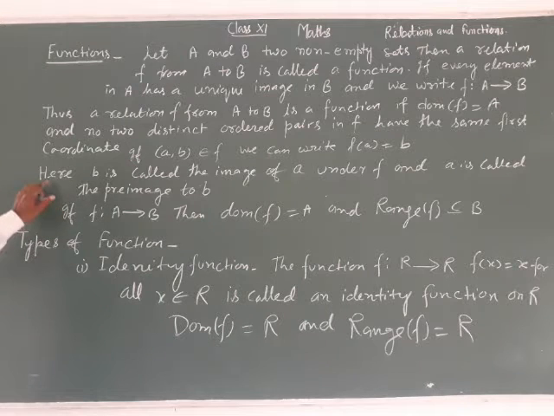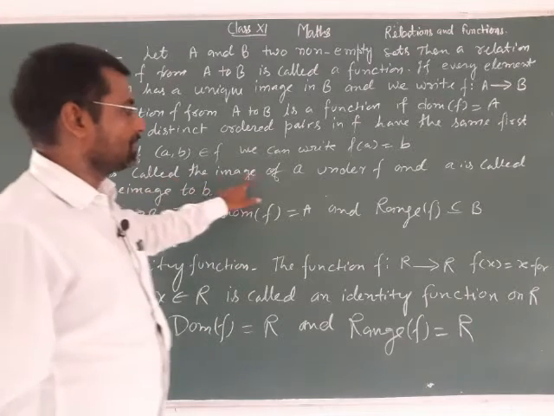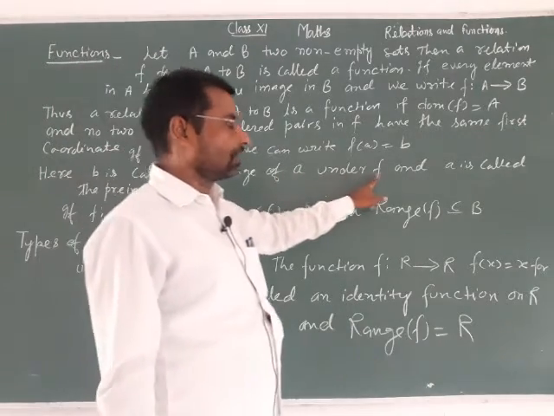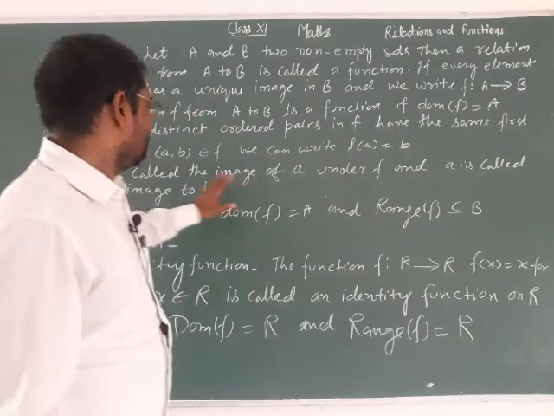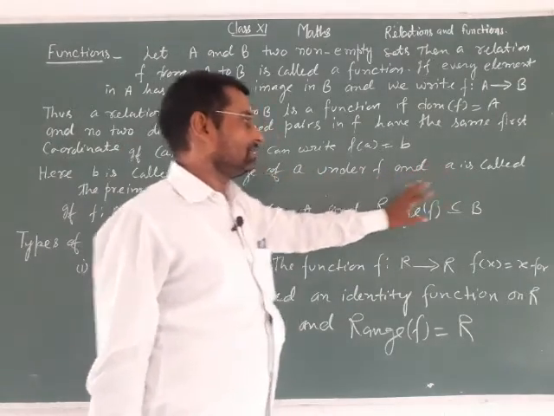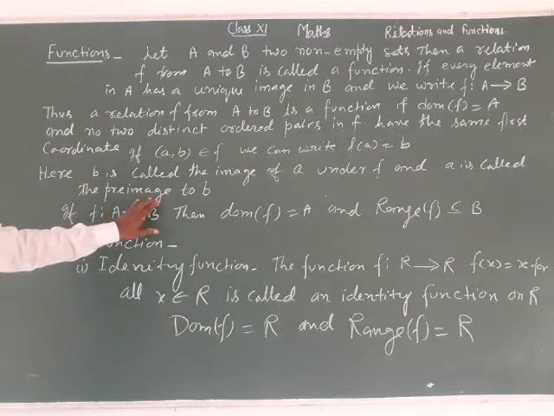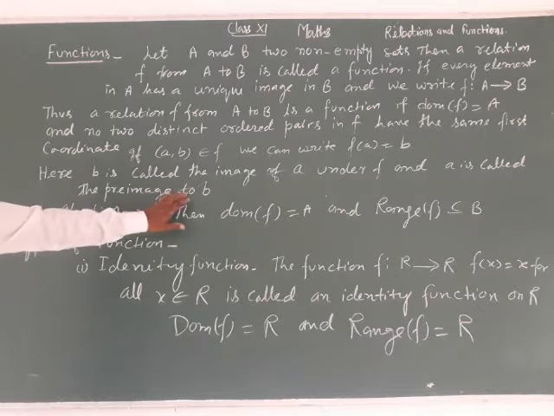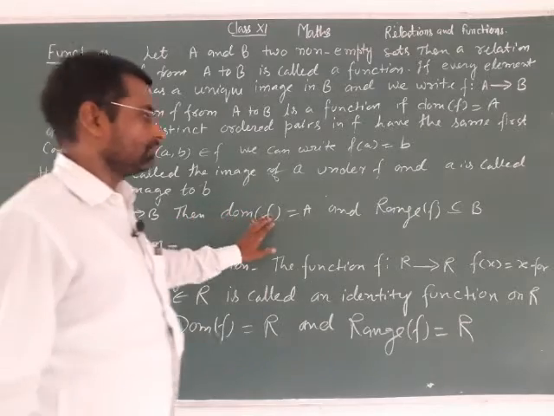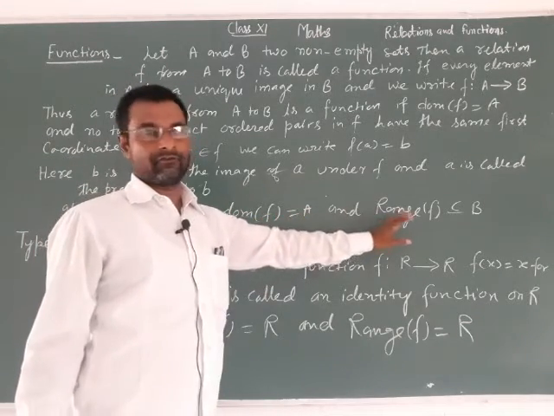Here b is called the image of a under F, and a is called the pre-image of b. If F is a function from A to B, then domain F is equal to A and range F is a subset of B.